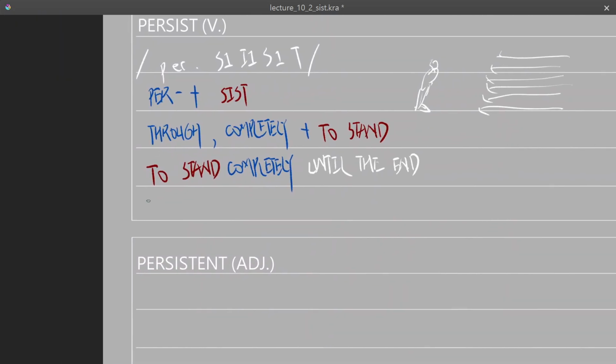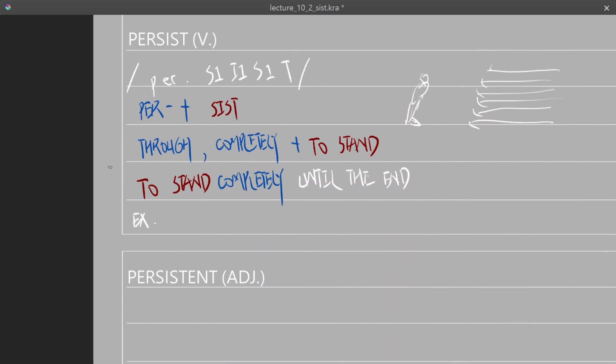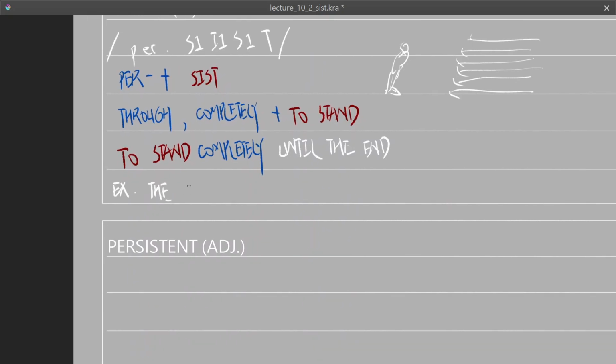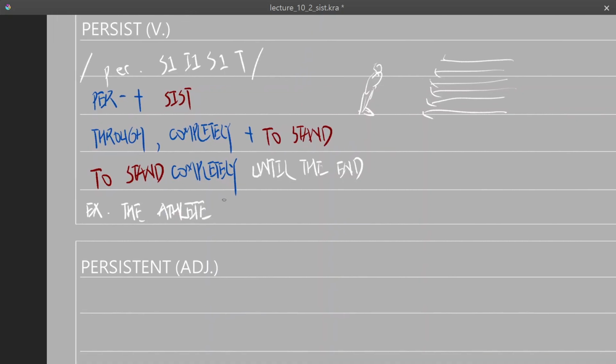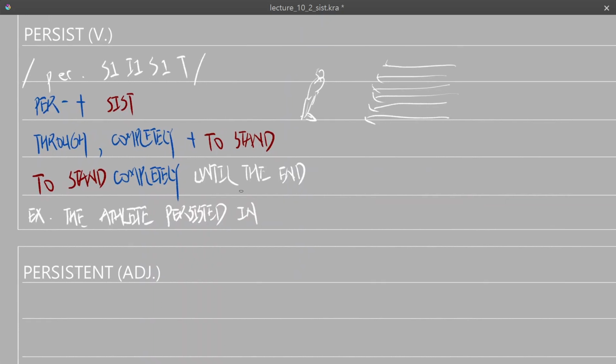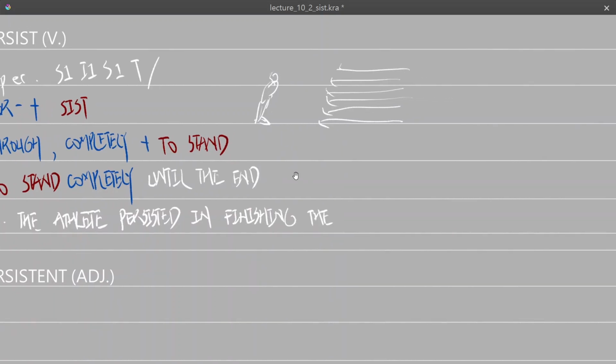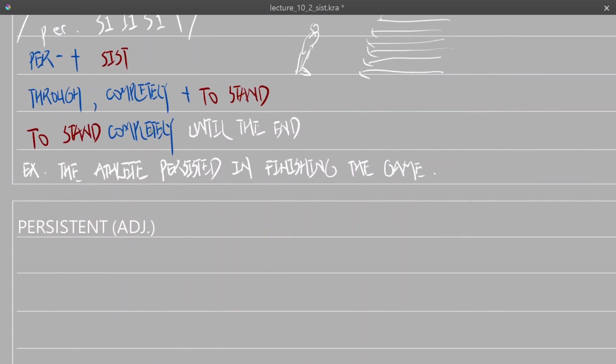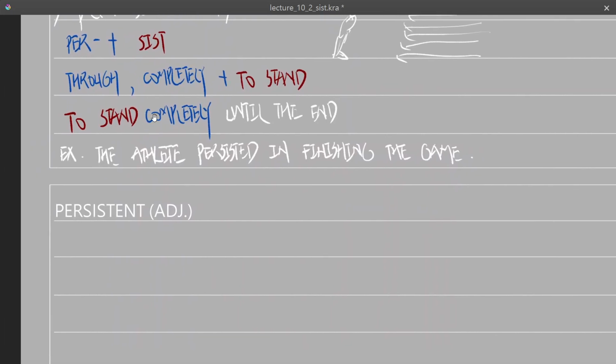So, for example, we could say the athlete persisted in finishing the game. So just don't give up. Persisted in finishing the game. Alright.